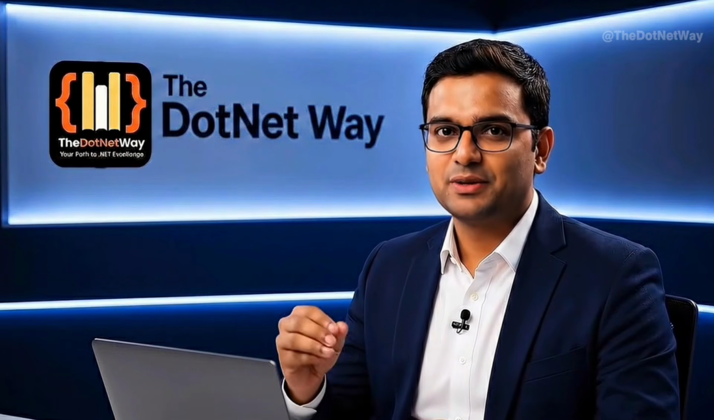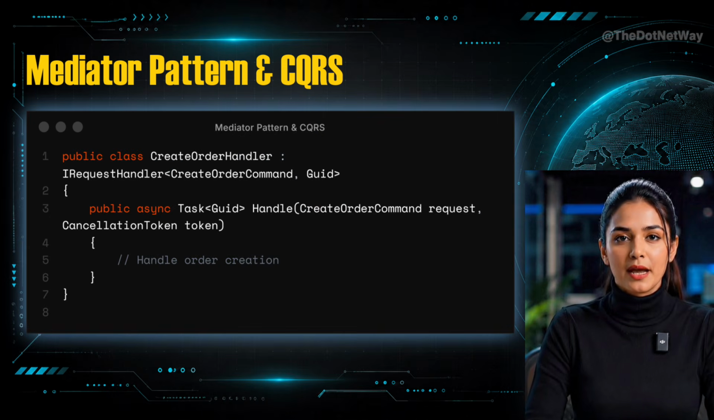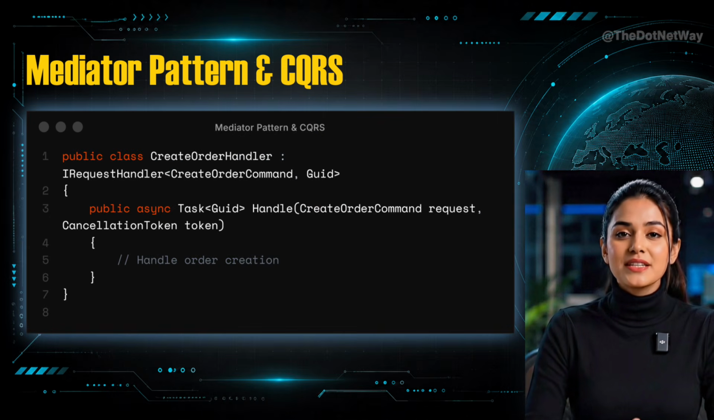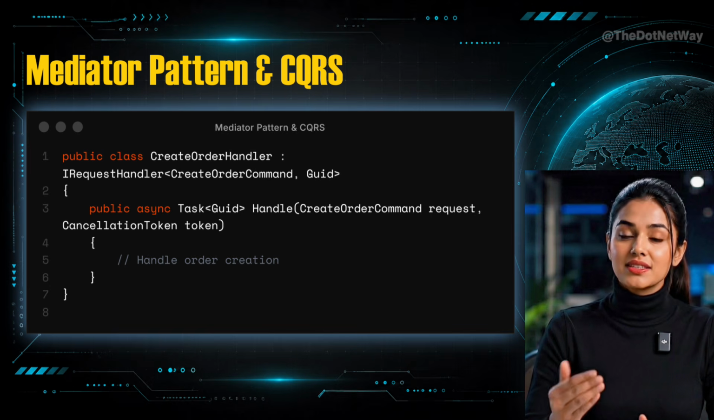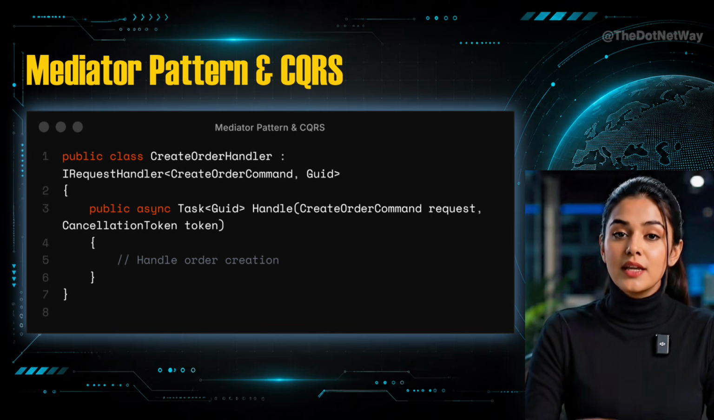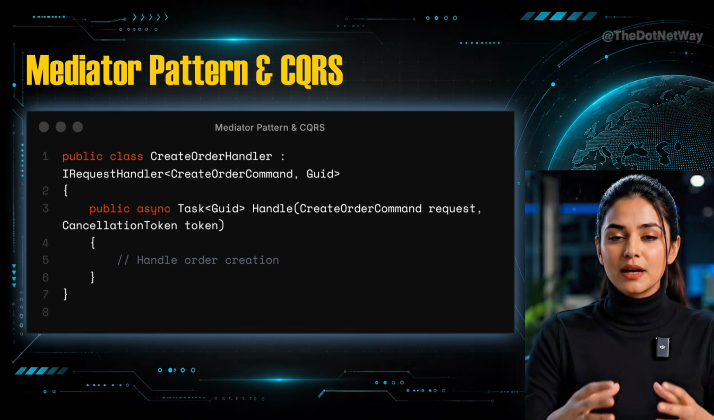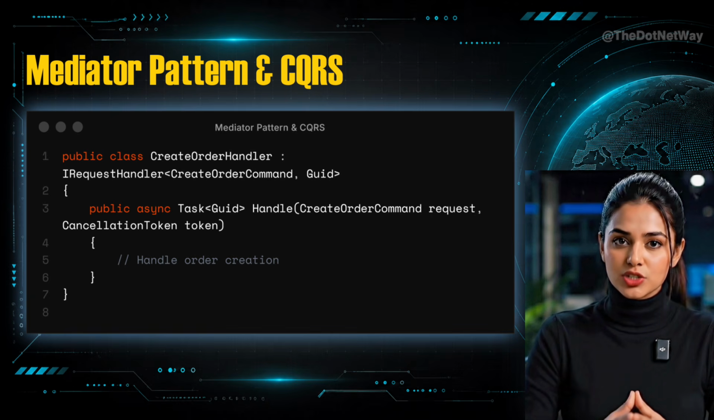How does the Mediator pattern work with CQRS in .NET? The Mediator pattern acts as a central hub for communication. With the MediatR library, I implement CQRS by separating commands and queries. The API controller just sends a CreateOrder command, and Mediator routes it directly to this specific handler. It completely decouples our API from our business logic.